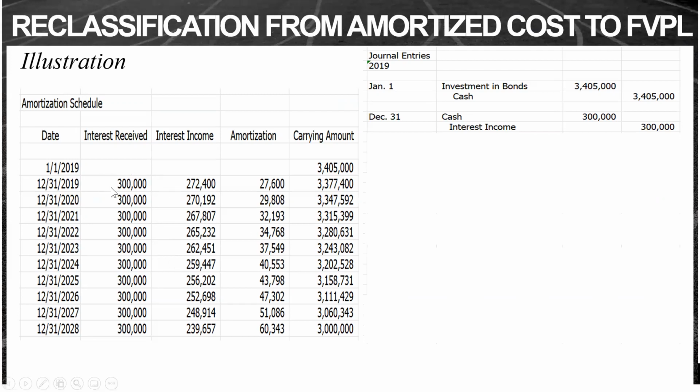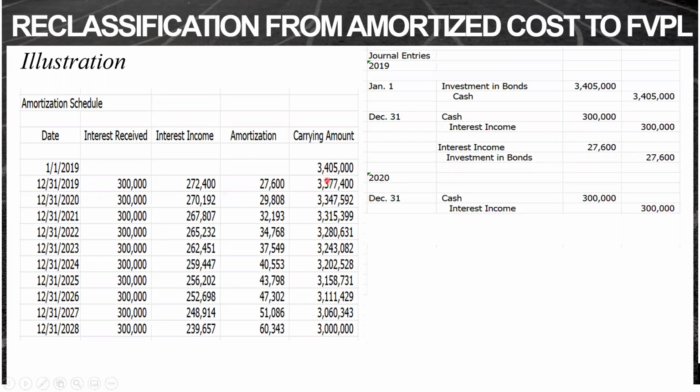Actually, you can just refer to the amortization schedule. So this amount here, 300,000. This one is to recognize the amortization of our premium. So from our amortization table, ito, 27,600. So ito yung ating journal entry. Debit tayo ng interest income, credit tayo ng investment in bonds. Okay? So now by 2020 naman.